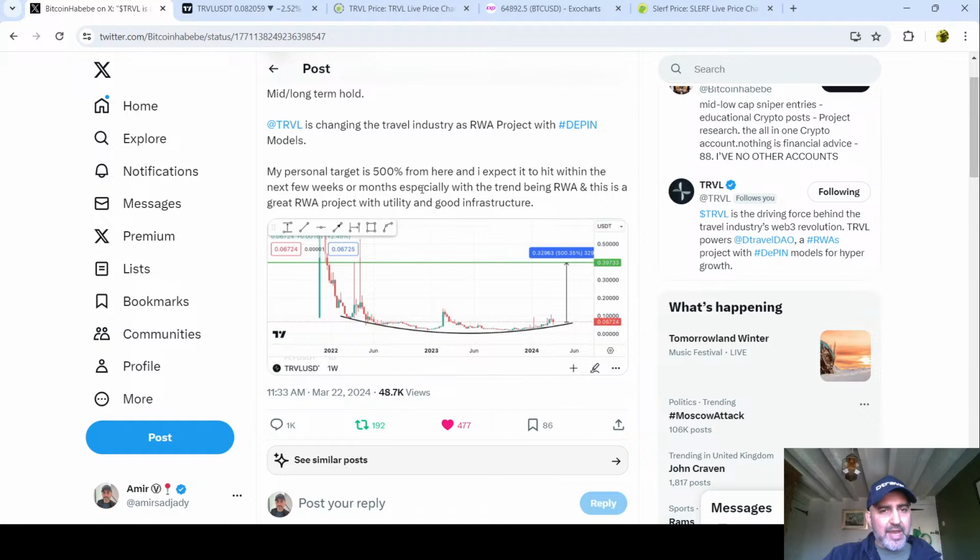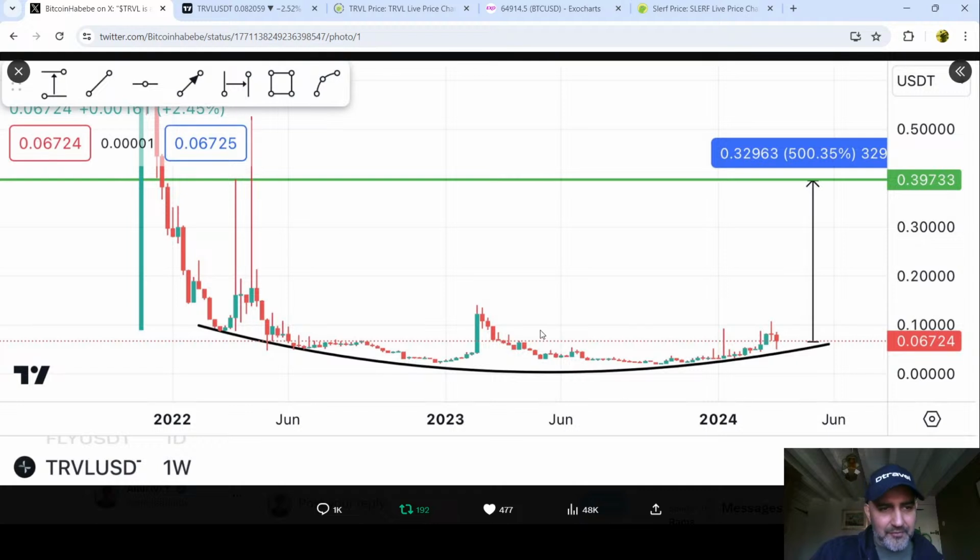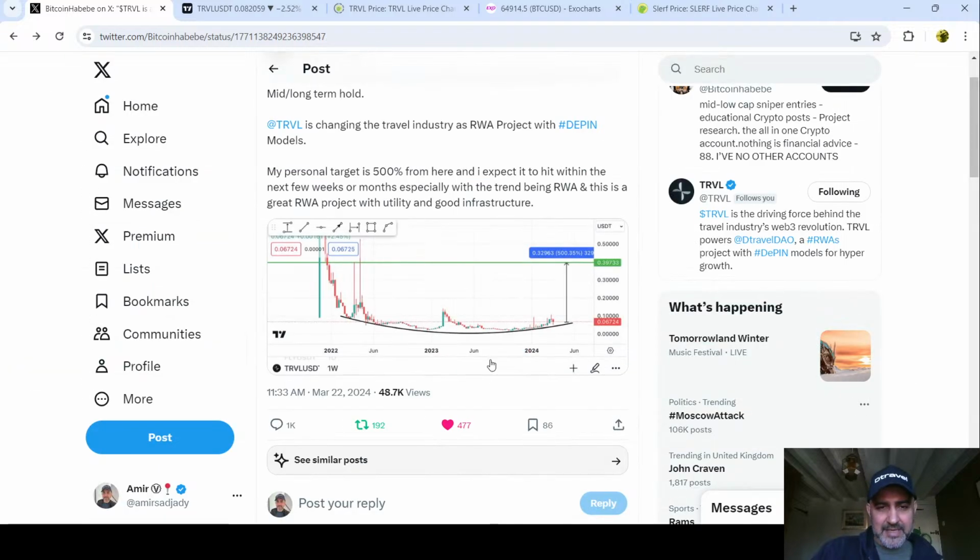Well, I can correct him. It's great utility, future great utility, and amazing infrastructure. That's my first correction. Secondly, this is potentially a lifelong hold. Not mid to long term, lifelong hold. I'm not fond of his analysis. It makes no sense to me whatsoever. I don't know how people can analyze the charts like this. I still retweeted it. It's no big deal.